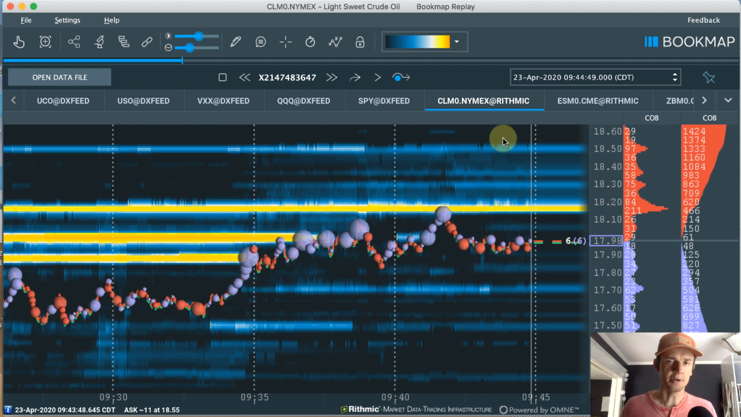I never claim that Bookmap is going to make you Nostradamus. I never claim that you're going to be a 100% trader. All I claim is that your edge will be greater. All right, keep that in mind. Just your edge will be greater.